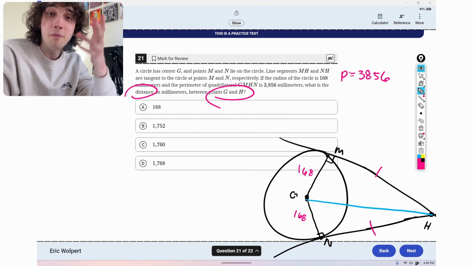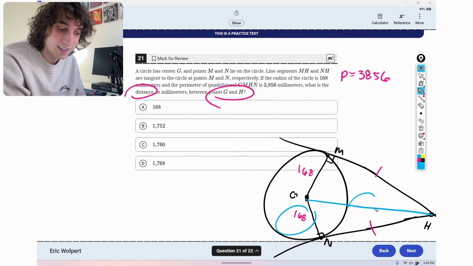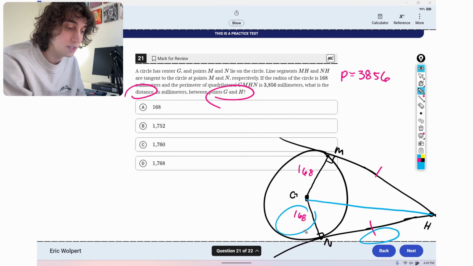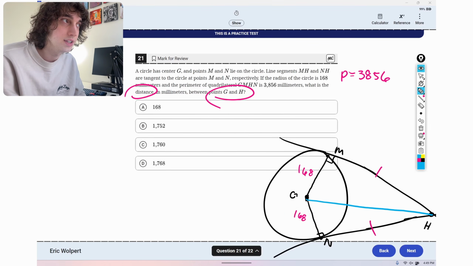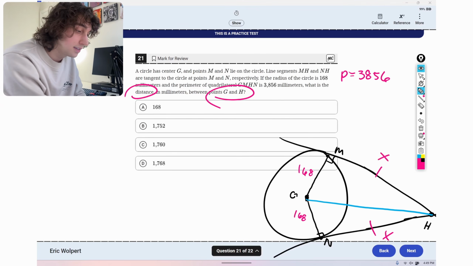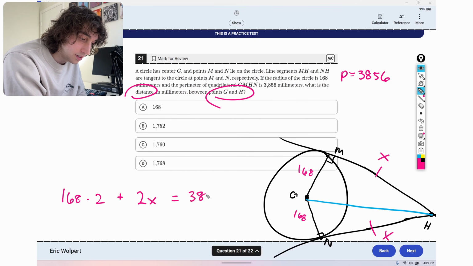But the more mathematical way of being able to prove this concretely is that the blue line is the same hypotenuse for both triangles. So if your A is the same and your C is the same, then your B also has to be the same. There's no way that A squared plus B squared equals C squared for both of these triangles, and they have the same A and the C but not the same B. So with that being said, let's call this side X and let's call this side another X. We get 168 times 2, because there are two 168s, plus 2X equals the entire perimeter, 3856.